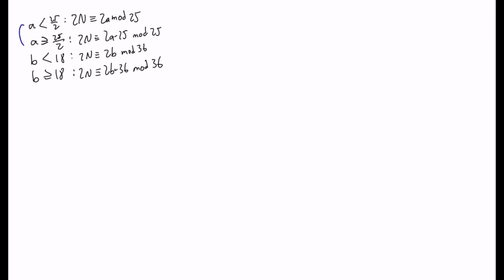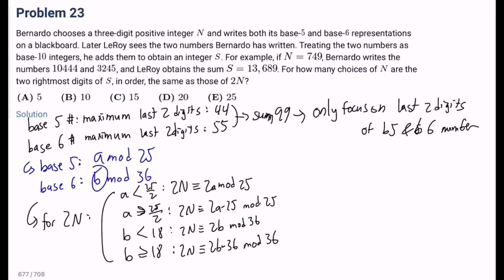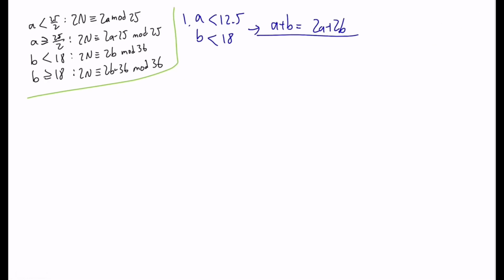Right, so here we have two possibilities for a and two possibilities for b. That means we have 4 combinations in total for what a and b could be, respectively. And so now we're going to go through all of those 4 cases. The first is when a is less than 12.5 and b is less than 18. Then a plus b must be equal to 2a plus 2b, because we want the two rightmost digits of s the same as those of 2n. And so this must hold true.